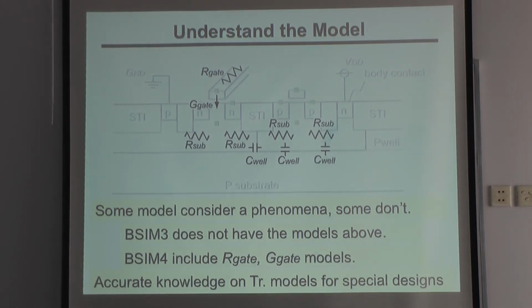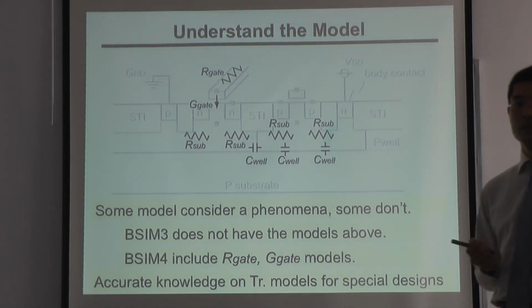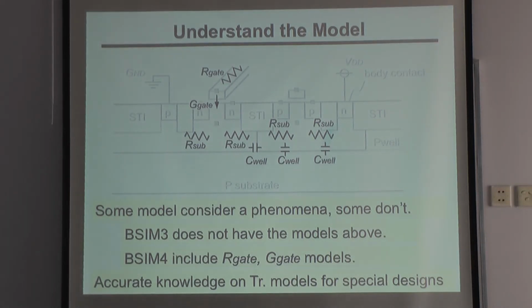And if you use BSIM4, this gate leakage is automatically included, so you don't have to care about it. Or this kind of body resistance, or there is a junction, P-well and N-well junction capacitance, and well to substrate capacitance. There are many kinds of capacitance here, and these are not considered in BSIM3 nor BSIM4.